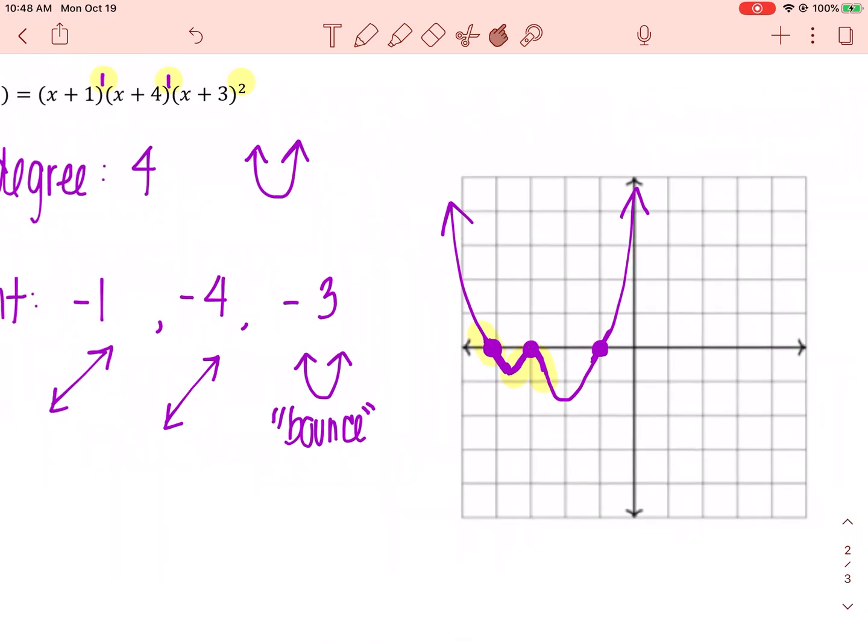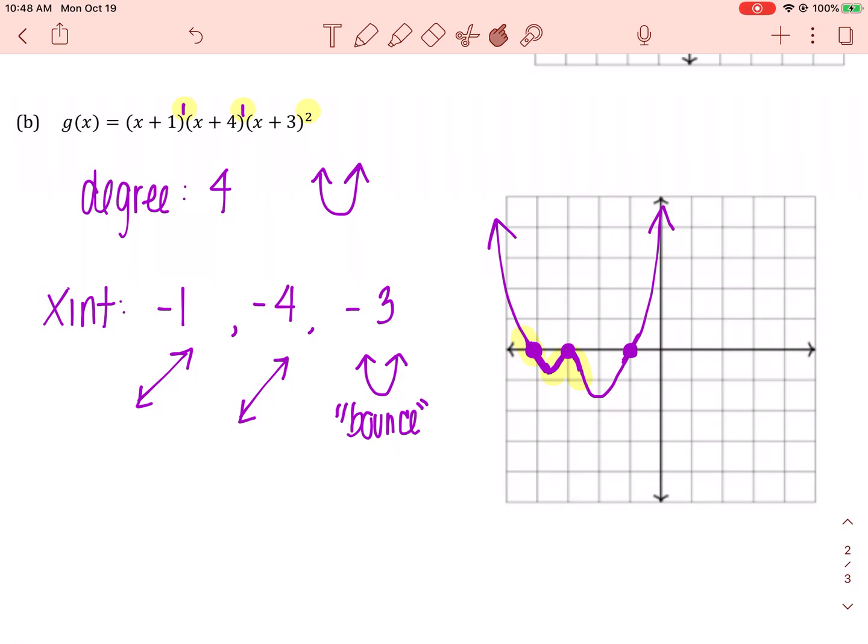And that actually is the only way this graph will look right. If I didn't let it bounce, it will not have the correct ending behavior. So there's kind of multiple ways to check as you go. It has to have the correct ending behavior, and it needs to have the correct intercept behavior. But that would be a bounce because of that 2 even power.